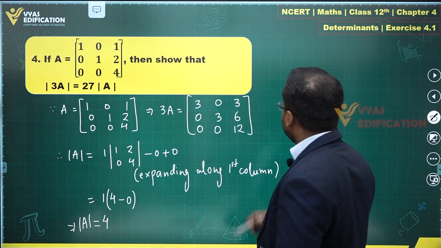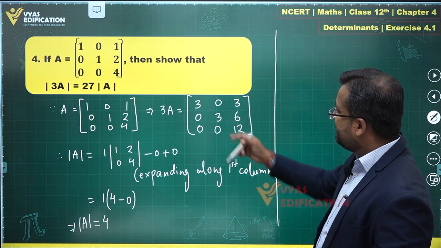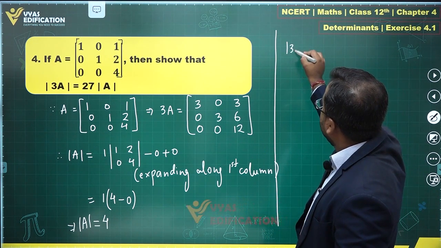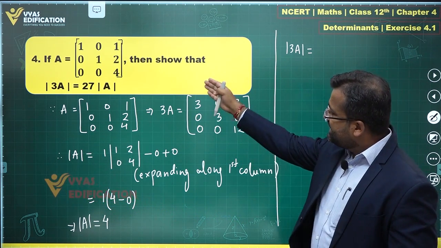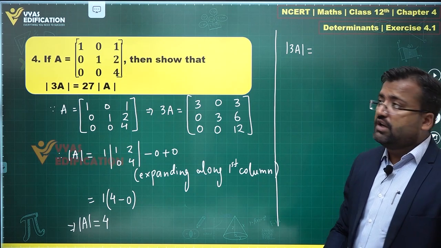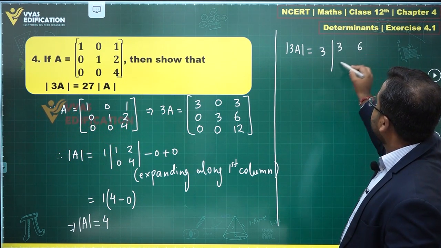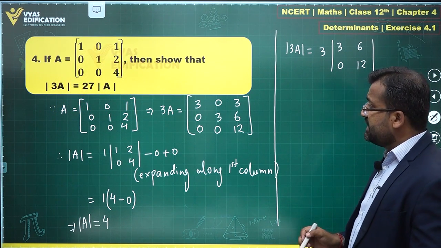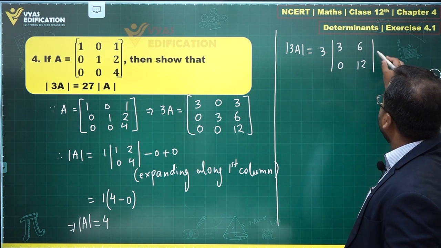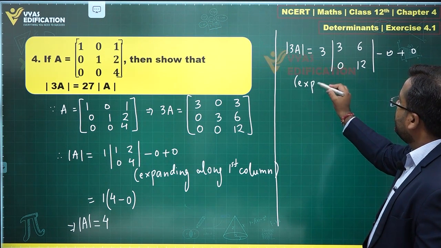Can we also find determinant of 3A? Yes, we can also find determinant of 3A easily. Let's focus on this. Determinant of 3A will be equal to what? Determinant of 3A can be found from here. Once again, expansion along the first column will give us 3 times determinant of 3, 6, 0, 12. This is what we have. Is that okay? Yes, that's pretty simple. And minus 0 plus 0. This is again expansion along the first column.